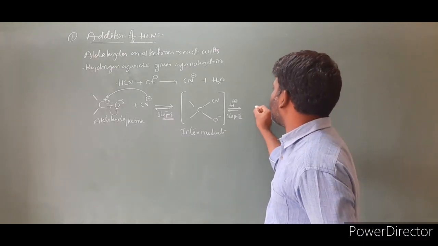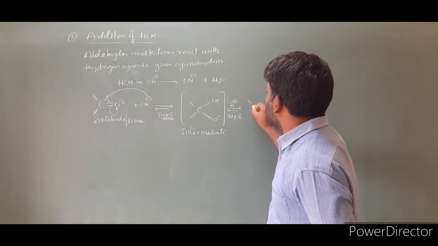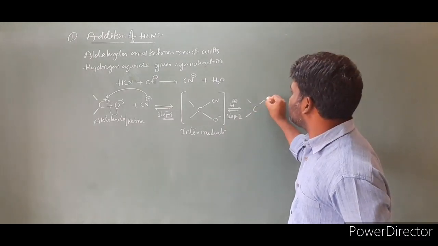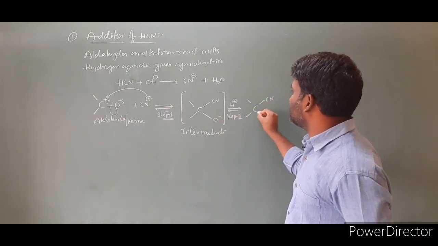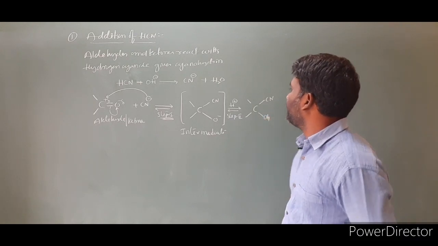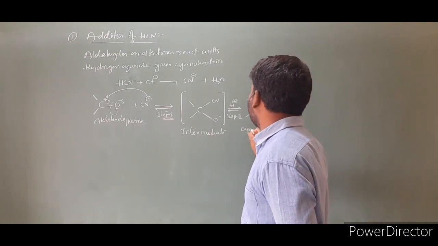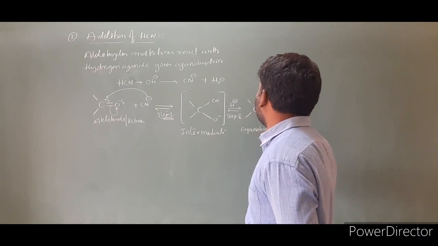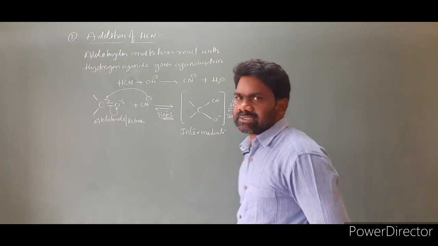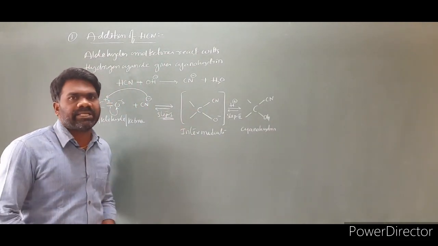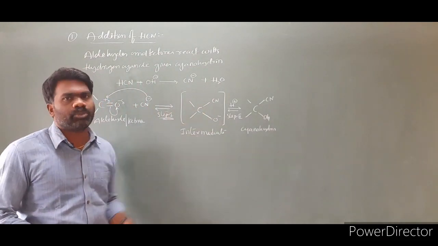So what is the product we can expect? C, 2 hydrogens, two groups, and here is CN. This O minus will become OH. This is called a cyanohydrin. The product name is cyanohydrin. So this is a general representation of the reaction. We will take some examples, so you will get much clarity on how to write the product.